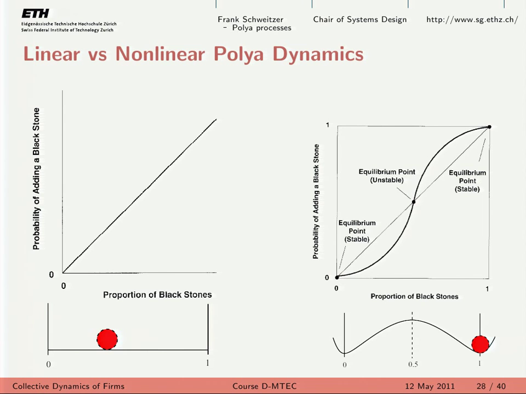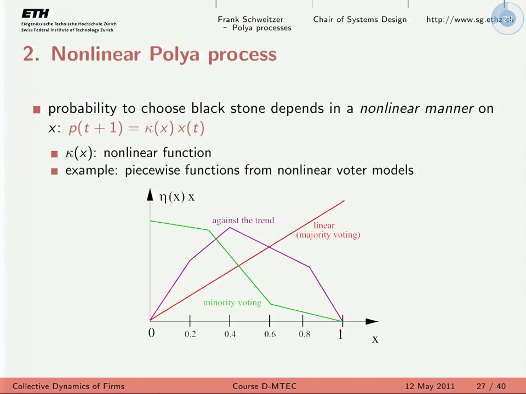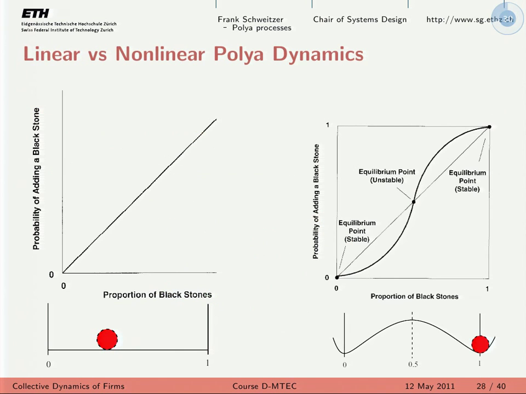then any of these dependencies in a nonlinear way, I'm talking about this kappa here, then this picture changes. So if we have something that's more than proportional, for example, then we have a banded shape like this. If it is more than 50%, then the probability to change is increasing. If it is less than 50%, the probability of choosing the black stone is more than proportionally decreasing.